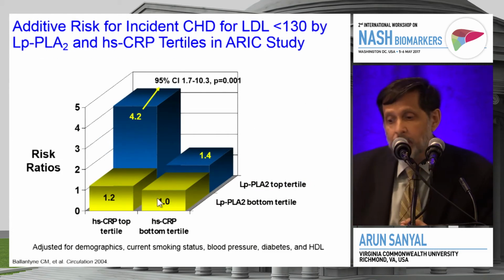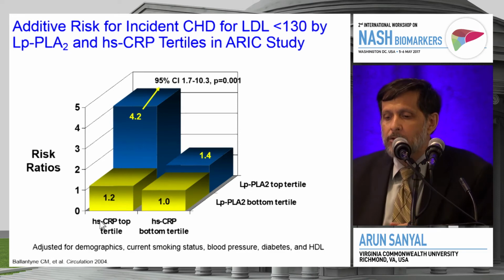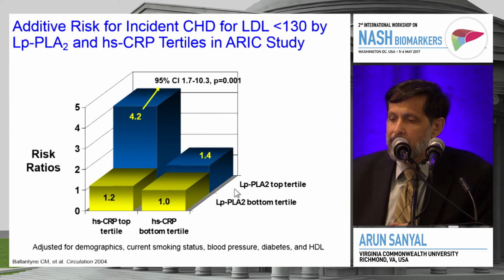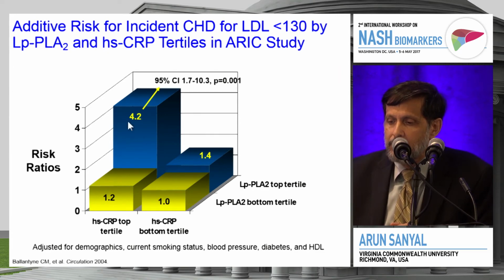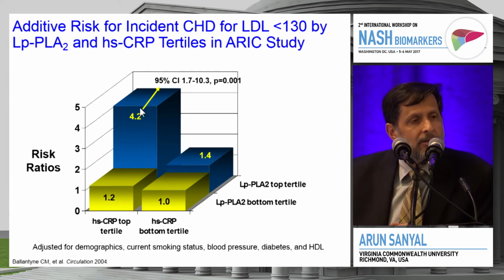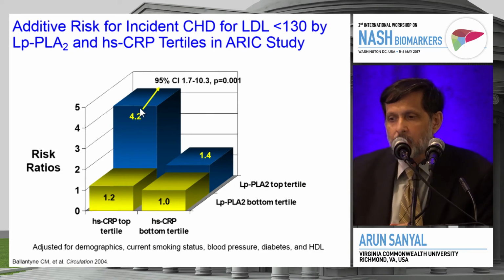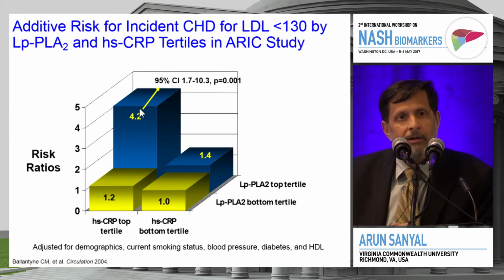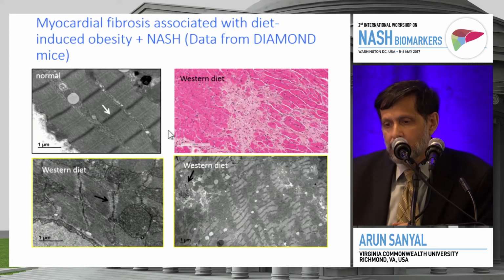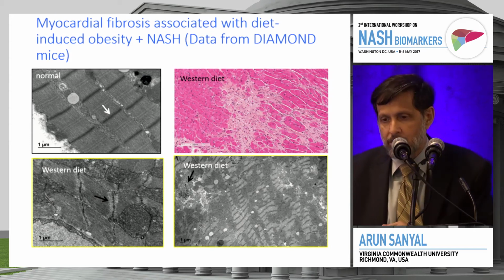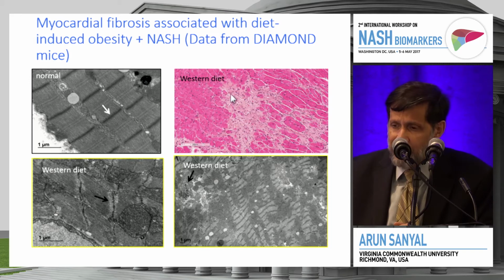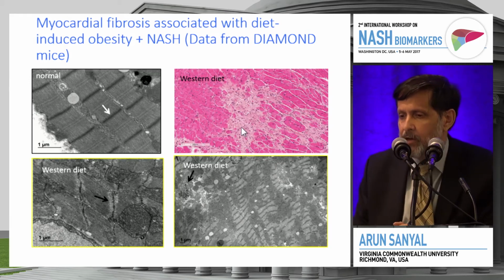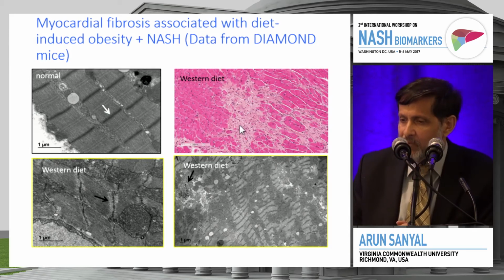Now, when you combine that to inflammation and you plot the CRP and the LPPLA2 tertiles, you see over here again that the more inflammatory markers you have, the more likely you are to actually have a clinical cardiovascular event. So fat, inflammation. What about fibrosis? This is, of course, based from our animal data because it's hard to get myocardial tissue for studies from humans.